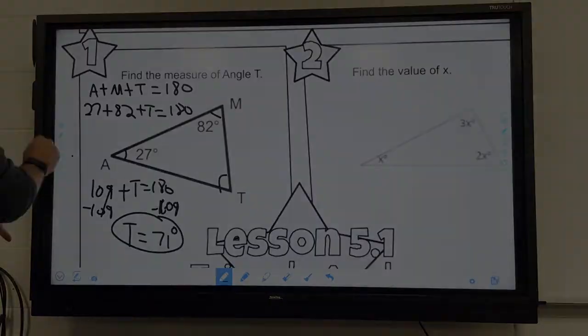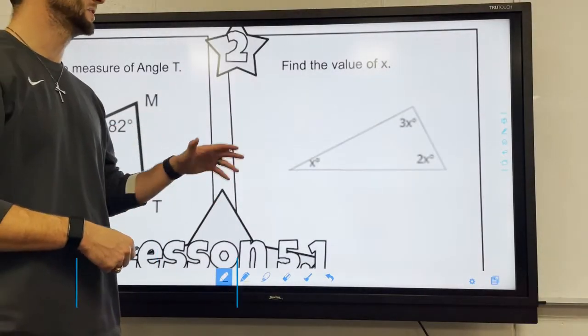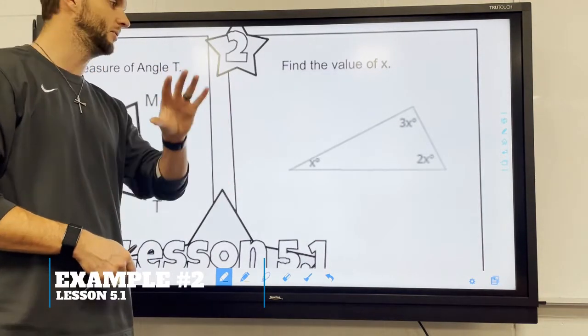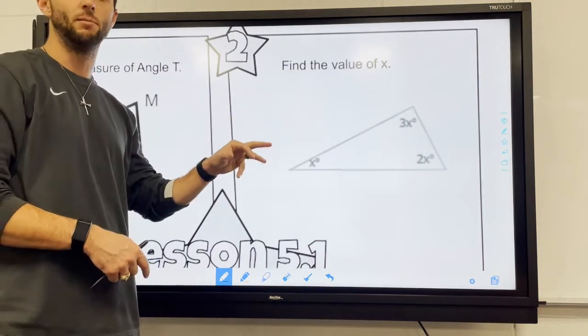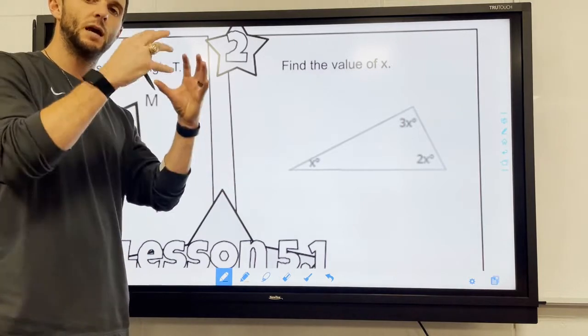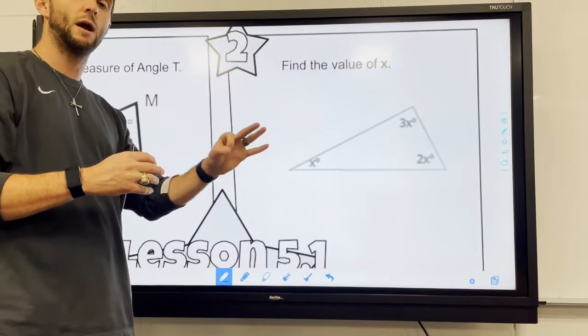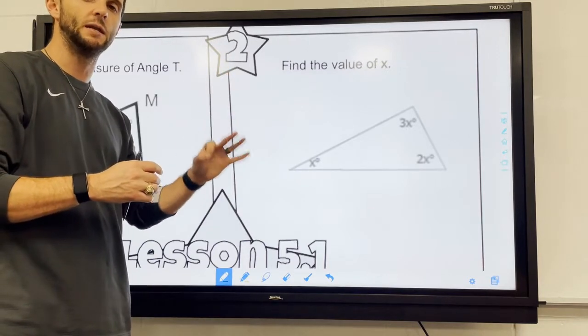Looking at example number 2. Okay, so looking at example number 2, it wants me to find the value of x. Before you even start plugging stuff in and figuring out the problem, the first thing you need to do is think of the concept. We just now learned that all three angles of a triangle are going to add up to 180 degrees.